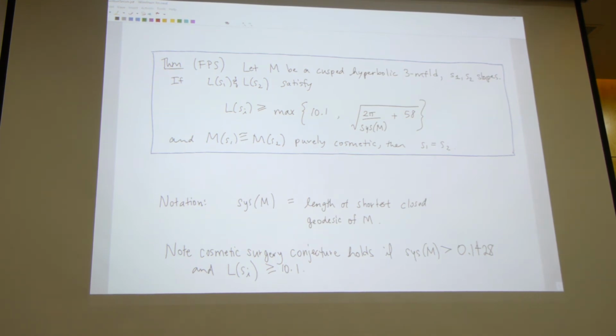So in particular, the maximum is going to be 10.1 if it happens that your systole is at least 0.1428, and then the normalized length of your slopes is at least 10.1 in this particular case. For small manifolds, the systole is usually pretty big. So for example, if you look at the SnapPea census, then the systoles in there, almost all of them are bigger than 0.1428.